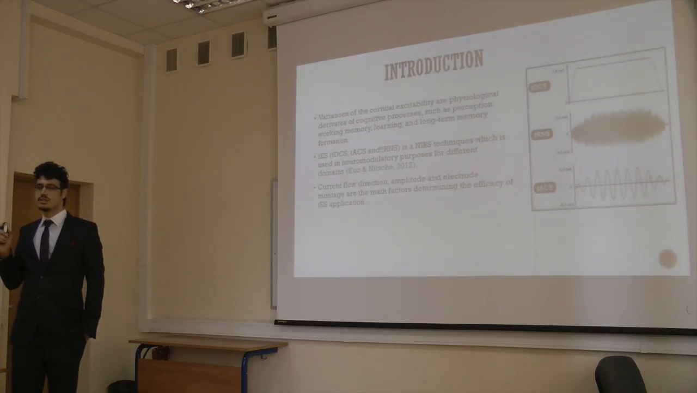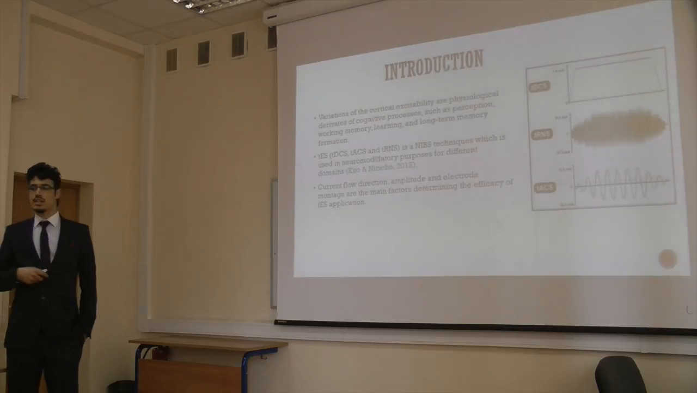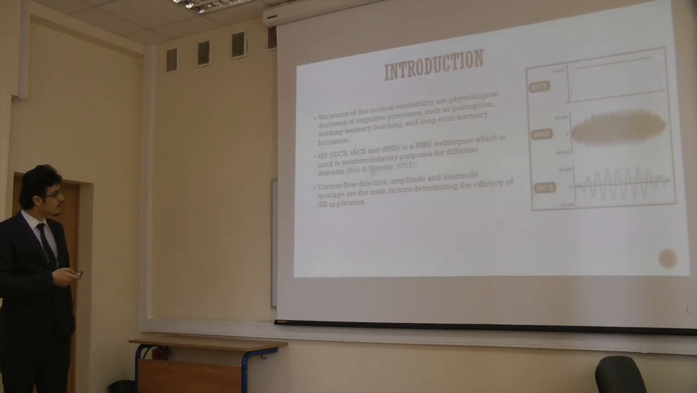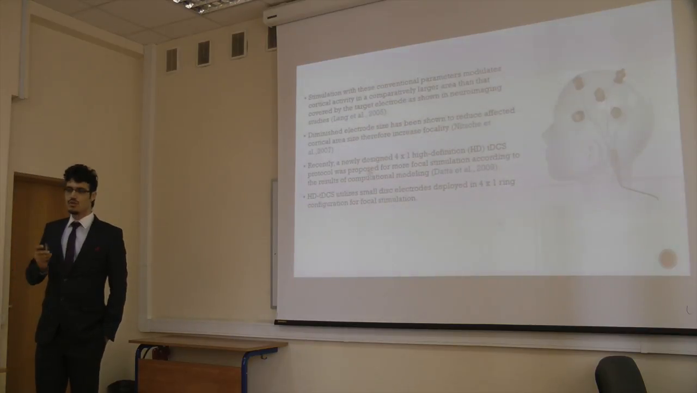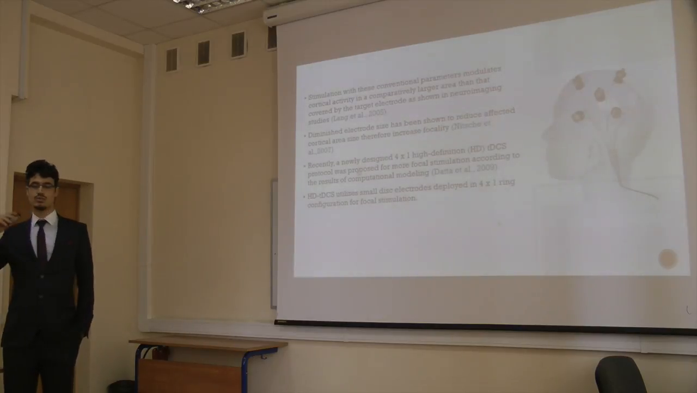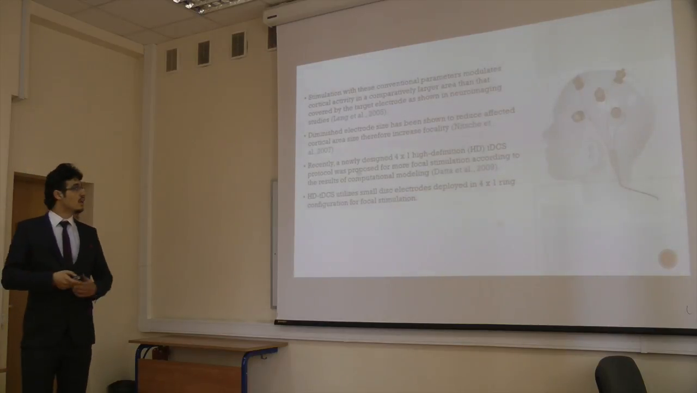There are three important parameters when applying transcranial electrical stimulation: current flow direction, amplitude, and electrode montage. By the way, transcranial means through the scalp. In conventional transcranial electrical stimulation, you need to have at least one stimulating electrode, and you can have more than one, plus one reference electrode.